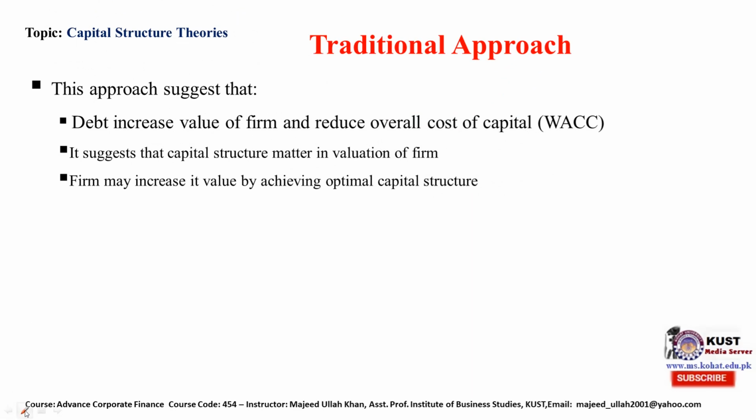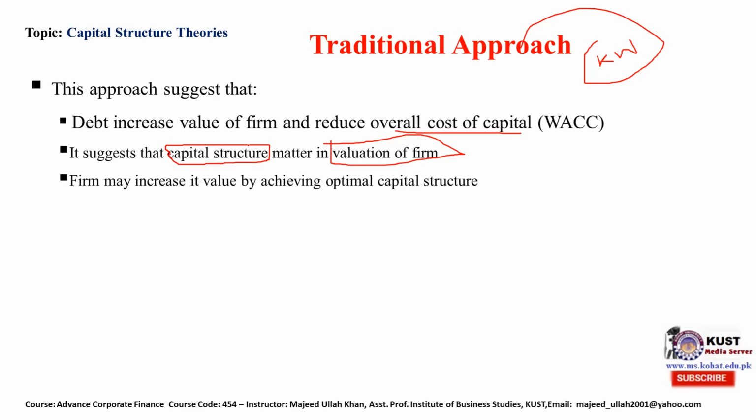Now the traditional approach, unlike the net income approach, suggests that debt increases the value of the firm and reduces the overall cost of capital. Note that in net operating income the overall cost of capital remains the same, but here it will be reduced. It suggests that capital structure matters to the valuation of the firm, meaning capital structure impacts the value of the firm. This is the second assumption of this traditional approach: a firm may increase its value by achieving an optimal capital structure. This says that there is an optimal capital structure which can be achieved by a good combination of debt and equity.